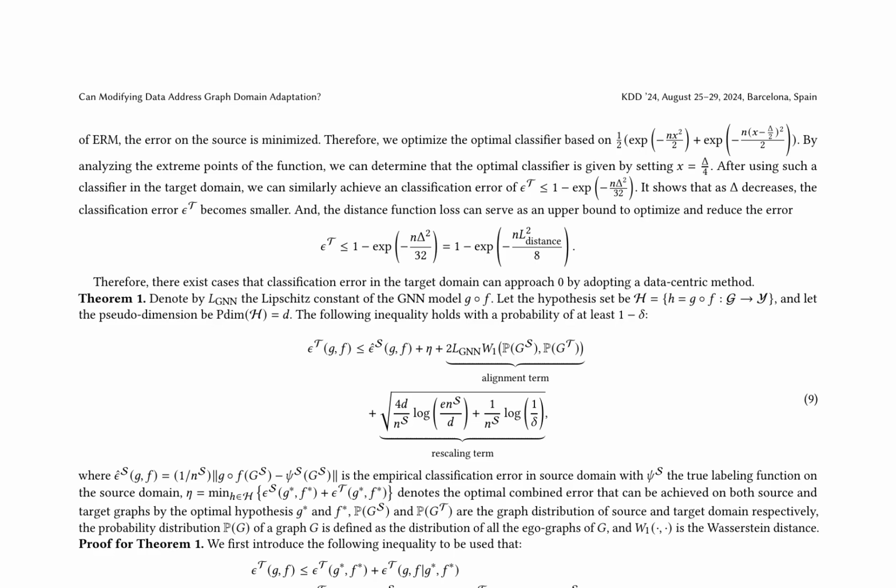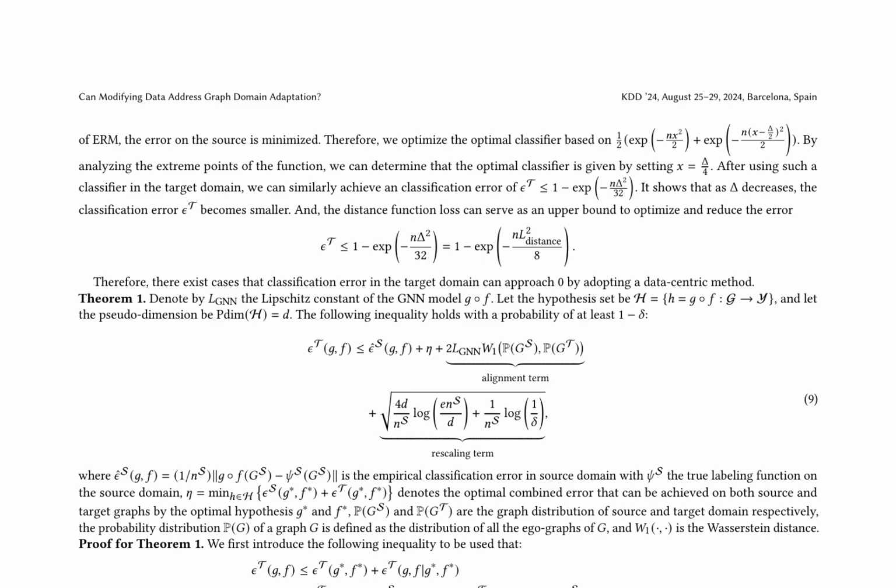Graph domain adaptation is a critical challenge in machine learning, where the goal is to transfer knowledge from a source domain to a target domain with a different distribution. This research paper explores the concept of graph domain adaptation, focusing on the transferability of graph neural networks, GNNs, between different graph distributions. The authors propose a data-centric approach, demonstrating that modifying the data can lead to improved adaptation performance.